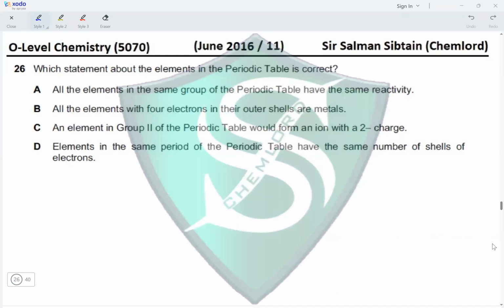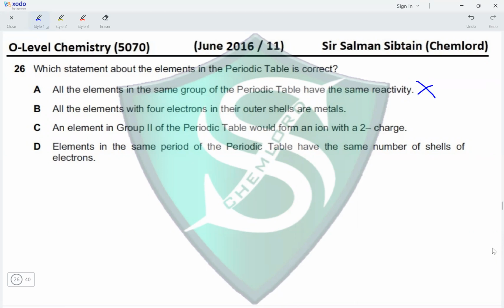Question 26. Which statement about the elements in the periodic table is correct? All the elements in the same group of the periodic table have the same reactivity? No. Reactivity increases down the group for metals and it decreases down the group for non-metals. Basically, the reactivity increases down the group for group 1 metals, and for halogens, the reactivity decreases down the group. So, this is incorrect. Next.